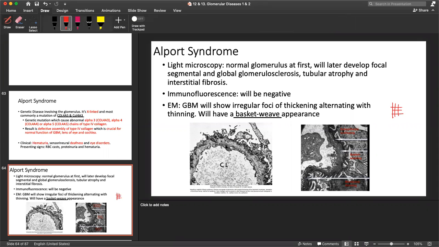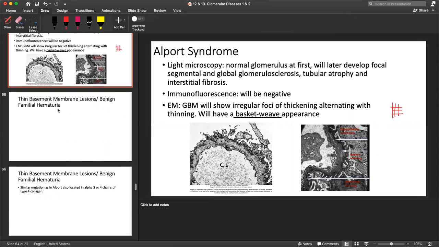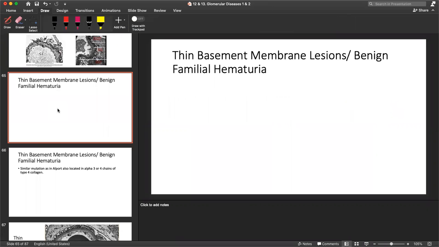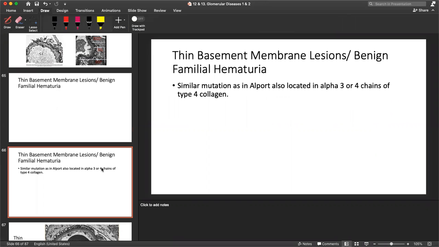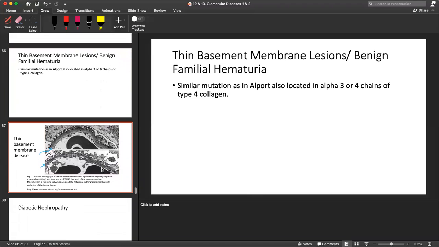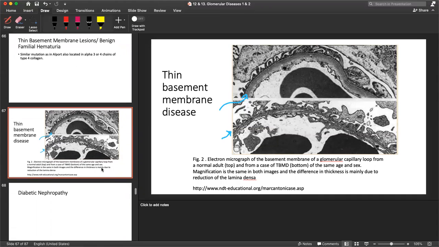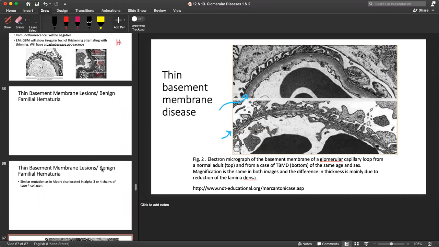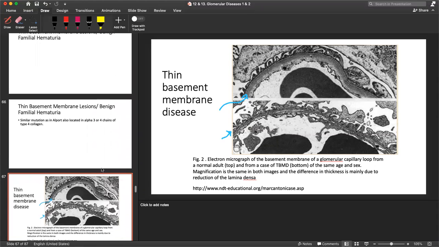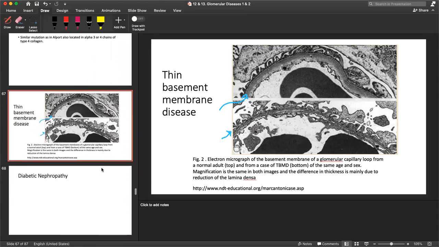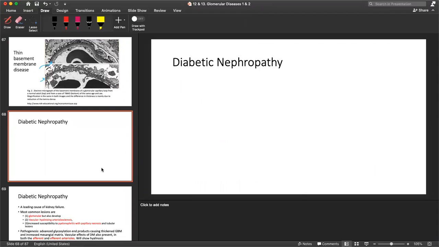Basket weave one. Thin basement membrane lesions, which is also called benign familial hematuria. It's similar to Alport in the type of collagen. Literally, they have thin basement membranes. It's inherited, and they have hematuria. So who knows if that'll show up.